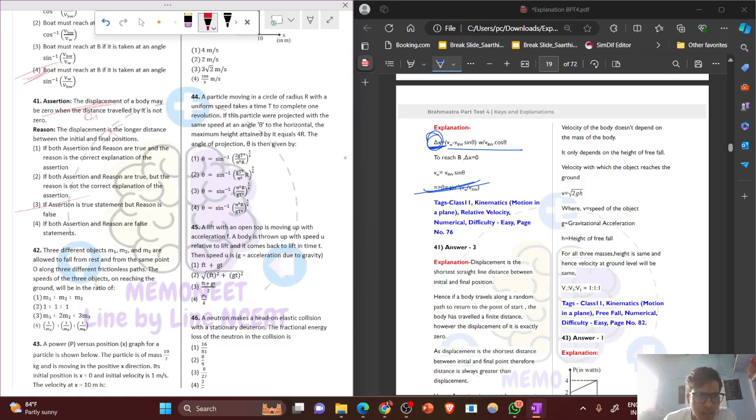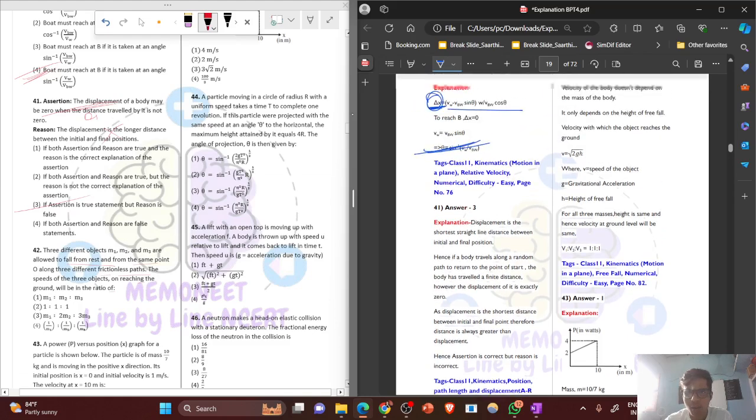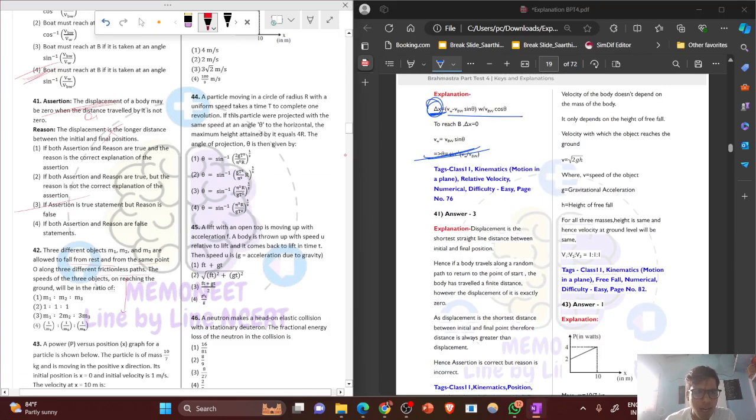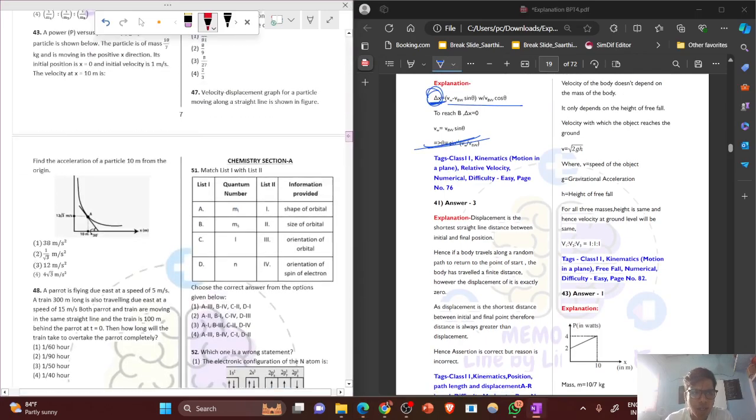Three different mass bodies are allowed to fall from rest from the same point along different frictional paths. Speed of the three objects on reaching ground will be. Different frictional paths, and it is asking about the speed. If it falls through the same height, the speed will be independent of the frictional path. So option second will be your correct answer. No need to worry, because speed doesn't depend on the path. It depends on the vertical distance.